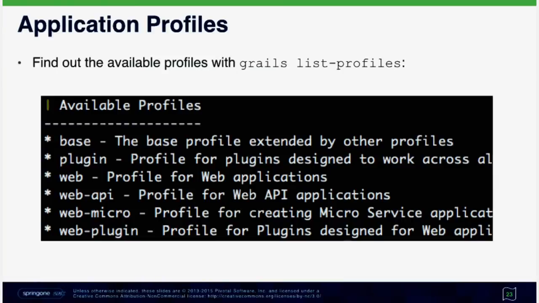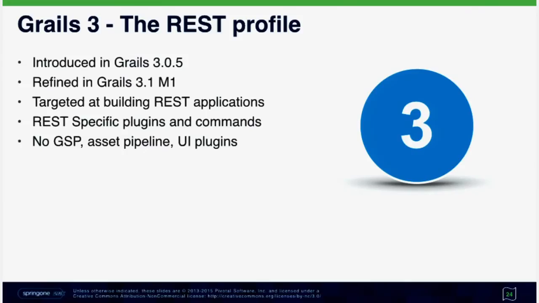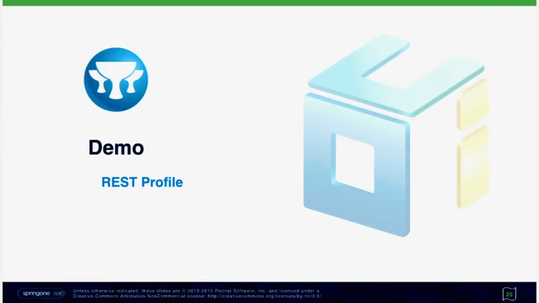available to you. And in Grails 3.1, we're pretty excited about the web API profile, or the REST profile. We first introduced it in Grails 3.0.5, but it's been refined further in Grails 3.1 M1. It's targeted at building REST APIs. So the dependencies have been optimized to exclude everything that's not necessary and include only what you need to build those applications. So there's no GSP, there's no UI plugins, there's no asset pipeline. It's designed specifically for building pure REST applications.